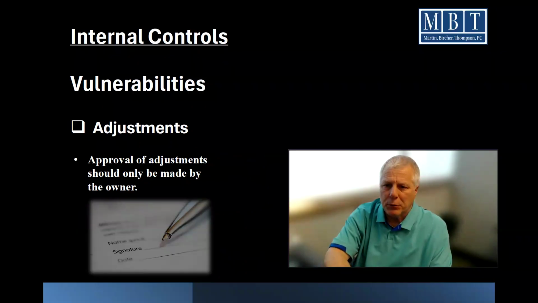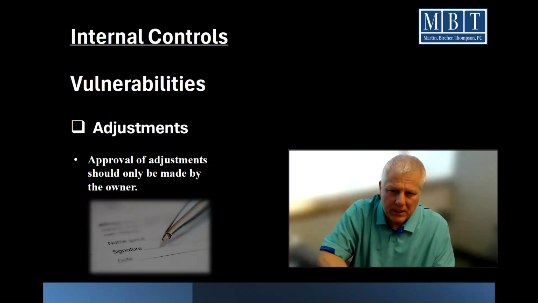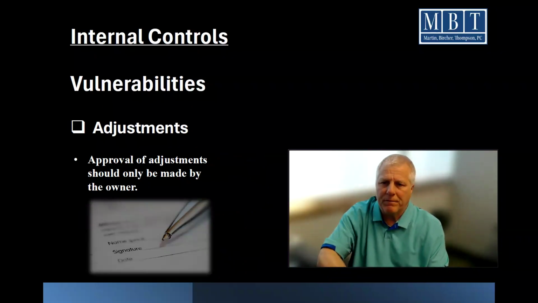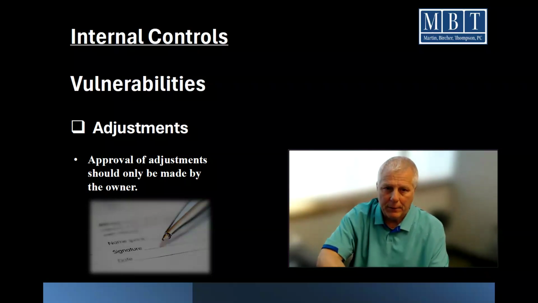On adjustments, approval of adjustments should be made by the owner. Now, from a practical matter, there are a lot of adjustments that happen that might be $5 or under, $10 or under. So you have to decide the balance to where maybe you allow a minimal amount that your staff can adjust off the books without having to come have your approval on everything.